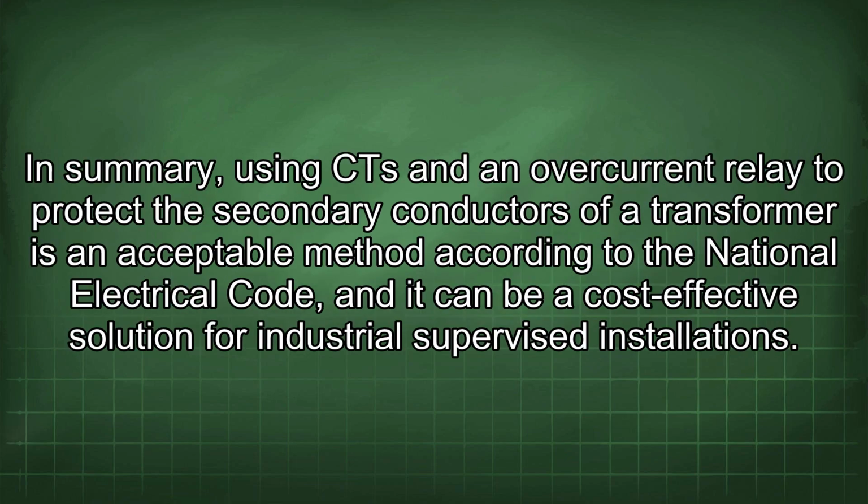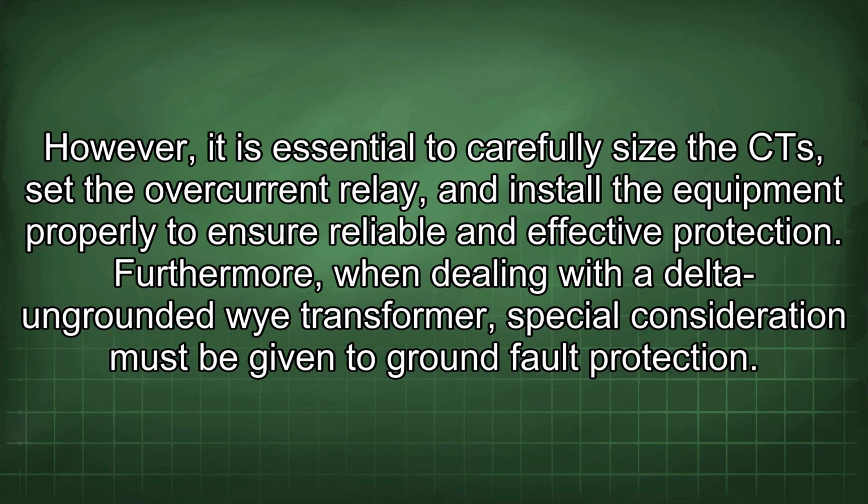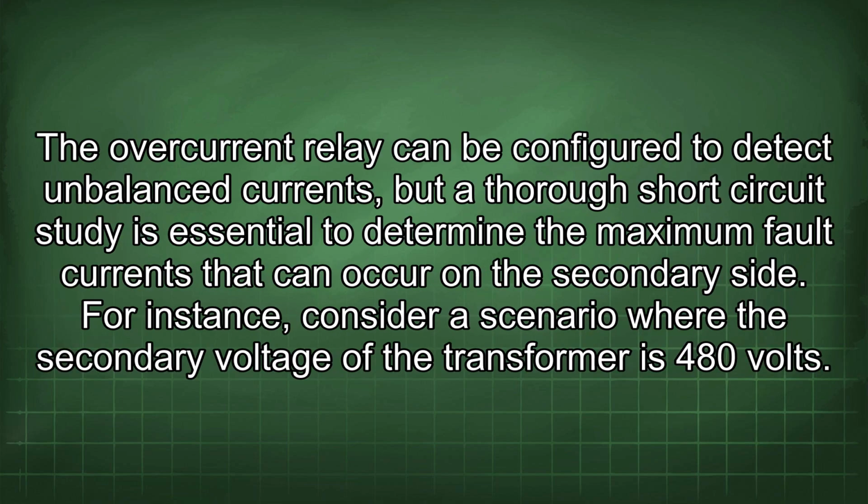In summary, using CTs and an overcurrent relay to protect the secondary conductors of a transformer is an acceptable method according to the National Electrical Code, and it can be a cost-effective solution for industrial supervised installations. However, it is essential to carefully size the CTs, set the overcurrent relay, and install the equipment properly to ensure reliable and effective protection. Furthermore, when dealing with a delta ungrounded-wye transformer, special consideration must be given to ground fault protection. The overcurrent relay can be configured to detect unbalanced currents, but a thorough short-circuit study is essential to determine the maximum fault currents that can occur on the secondary side.